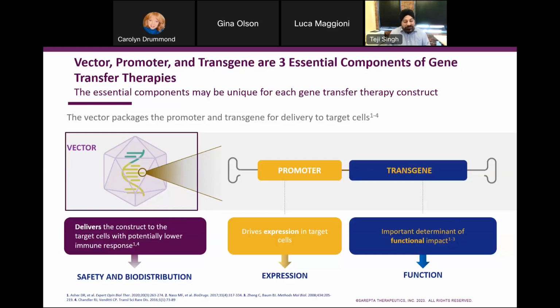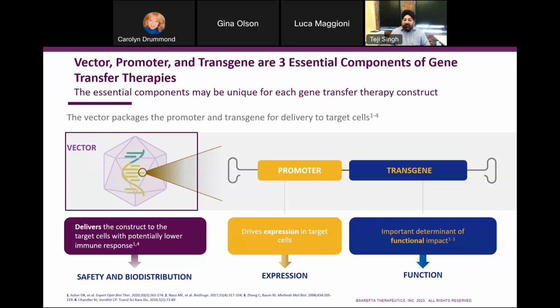So basically, there are three essential components for gene transfer therapies: the vector, the promoter, and the transgene. The vector is the delivery system for getting the promoter and the transgene to the target cell. The vector itself drives safety and biodistribution. The choice of vector is dictated by what disease you want to target, in terms of what cells you want to deliver to. Within the vector is the business end of the gene therapy, the transgene. The transgene is responsible for providing the coding sequence for the protein of interest. That protein is what leads to the function of the gene therapy, so it's an important determinant of the functional impact of the therapy itself.